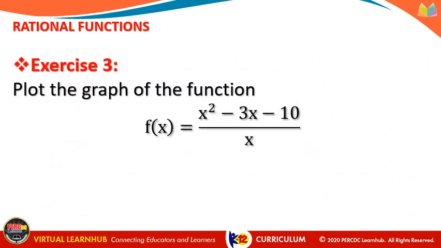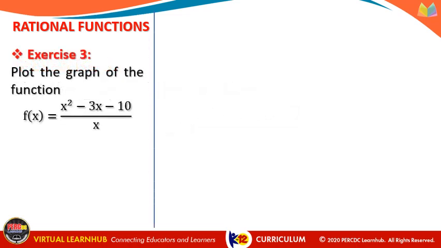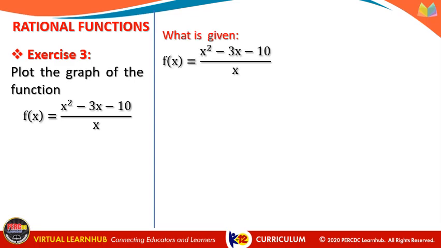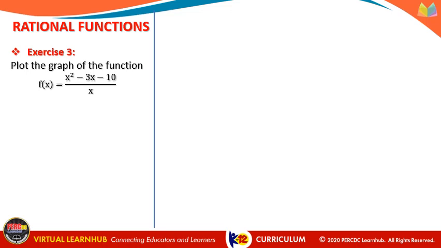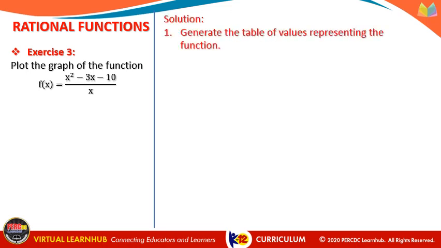Okay, let's now go to our last exercise. Plot the graph of the function x squared minus 3x minus 10 divided by x. Okay, so what is given? We are given the function x squared minus 3x minus 10 over x. What is asked? Let's graph the function. Again, to start things off, let's make a table of values. Sige, let's now generate first our table of values.